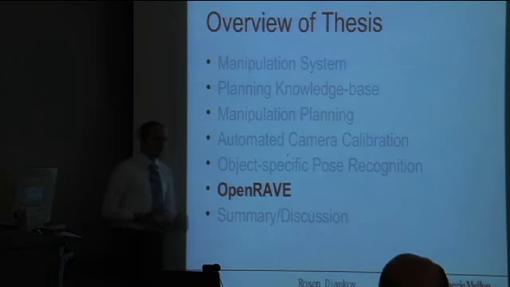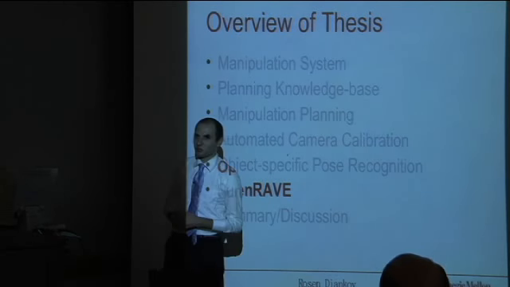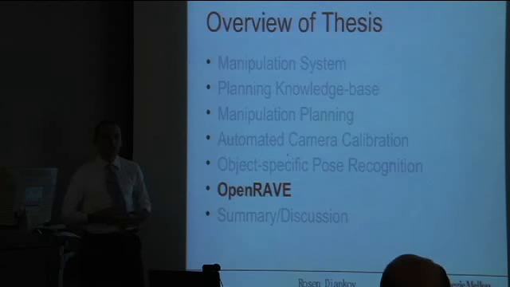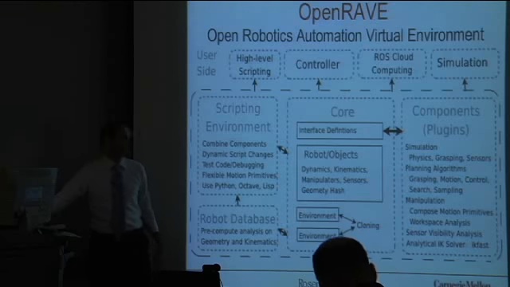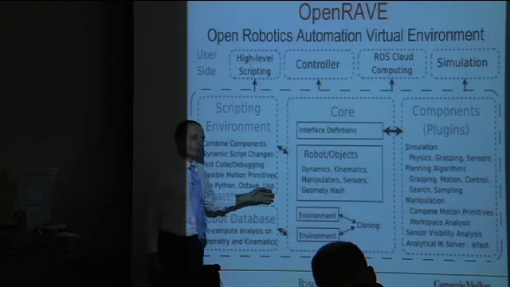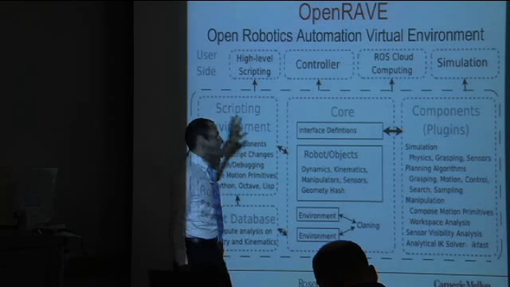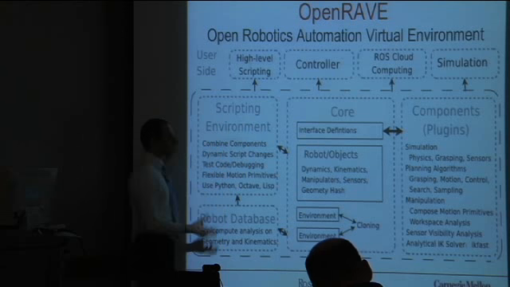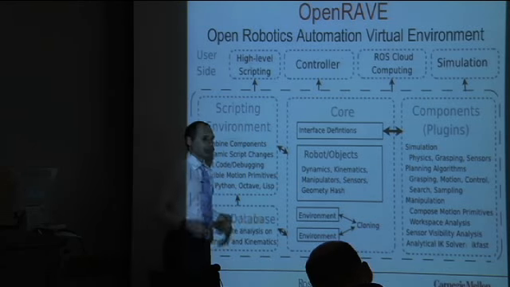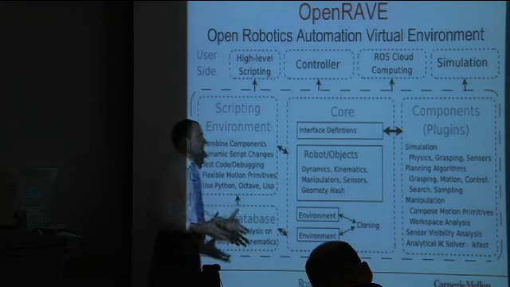Okay. So in the end, I'd like to conclude with a small discussion about OpenRAVE. All the technologies in this thesis were really possible with this architecture. And this architecture was developed as a consequence of all the manipulation done for this robot.